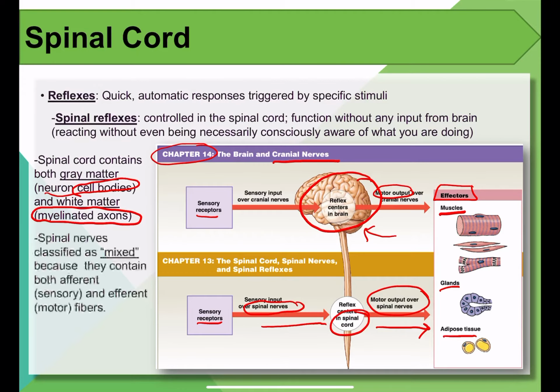Now, for functional classification, cranial nerves had sensory, motor, or mixed, which we call having both types of information coming through to that particular cranial nerve. But spinal nerves are all considered as mixed nerves, okay, which means they have both sensory and motor functions because they contain and split into both sensory and motor fibers, and we'll talk about that when we get through to the detailed structure of the spinal cord and spinal nerves.